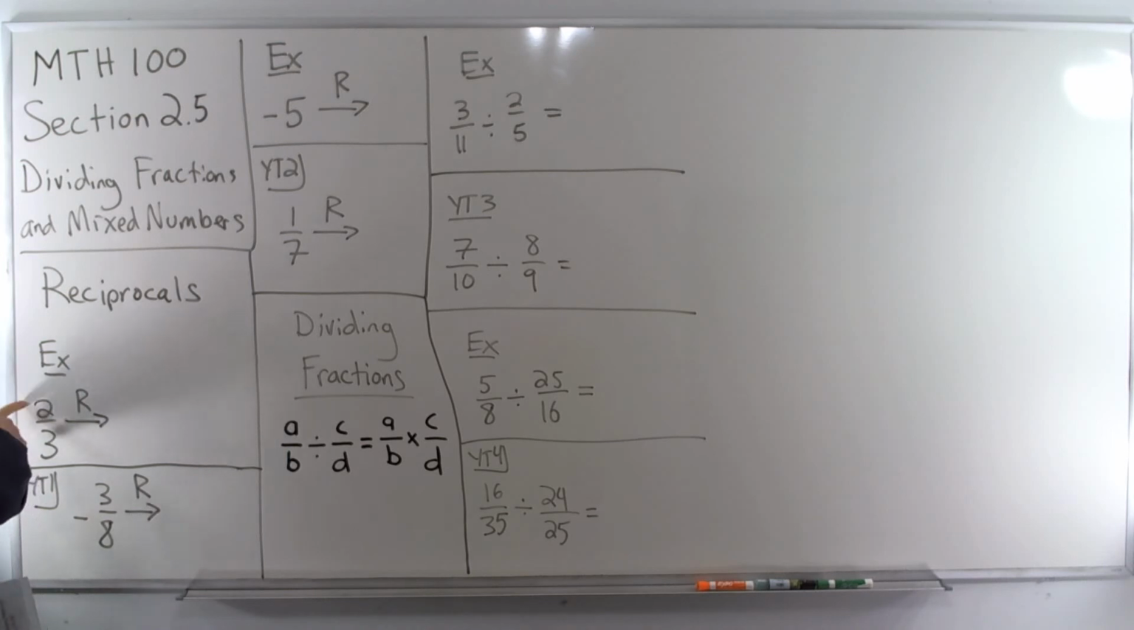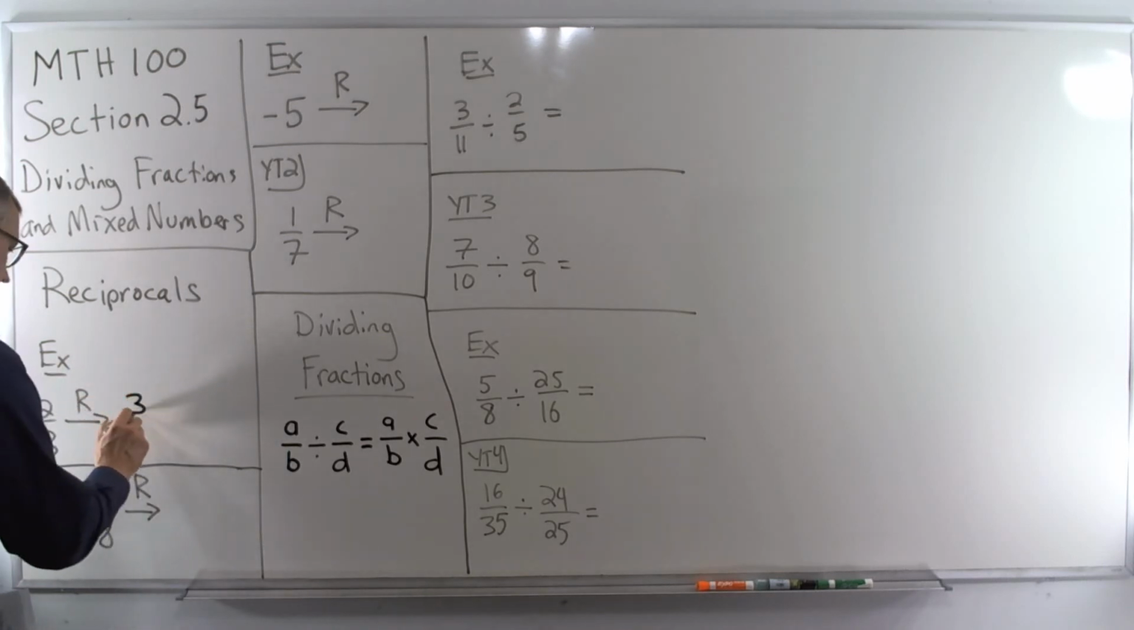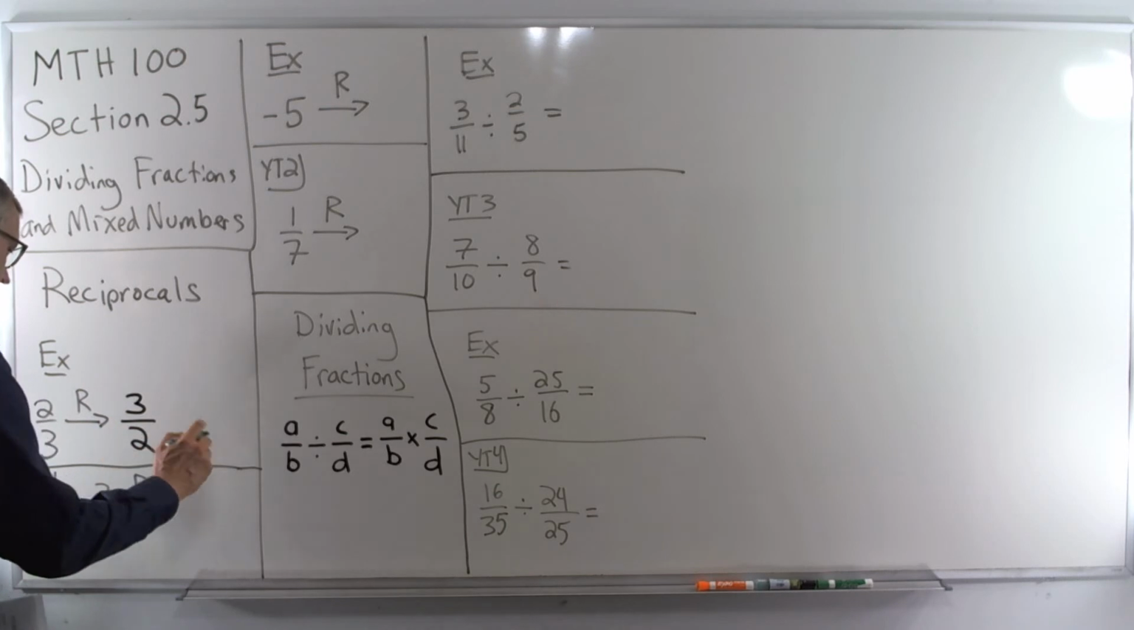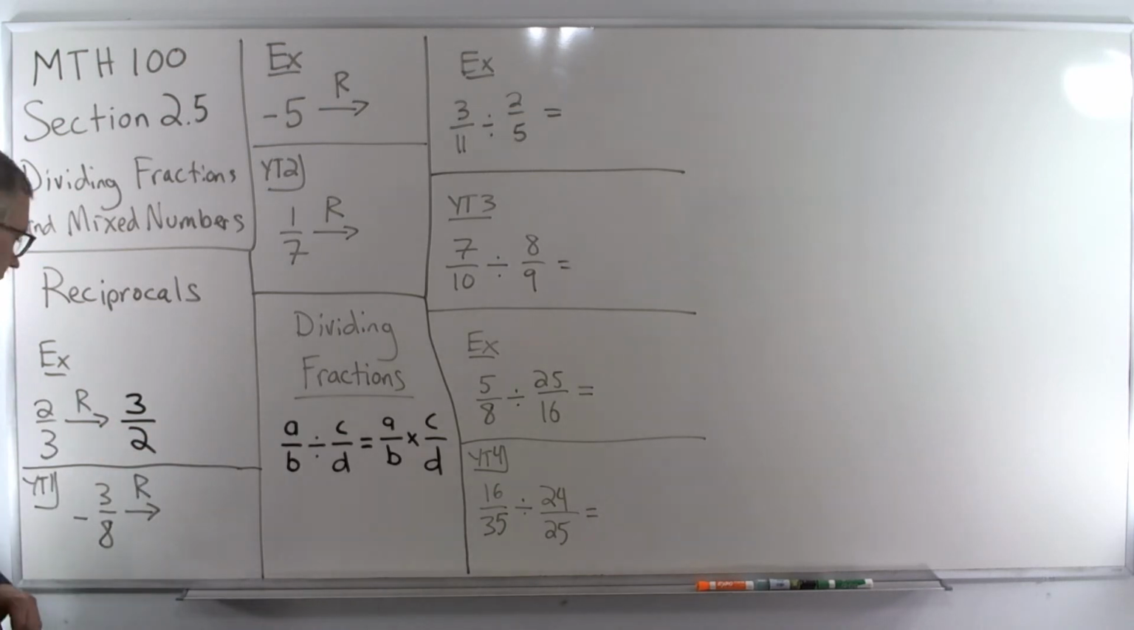First example, we got this fraction 2/3. We're going to want to flip it over, take the denominator, put it on top, numerator goes on the bottom, 3/2. Now reciprocals keep their sign. Keep that in mind. Your turn number one. Find the reciprocal of -3/8.